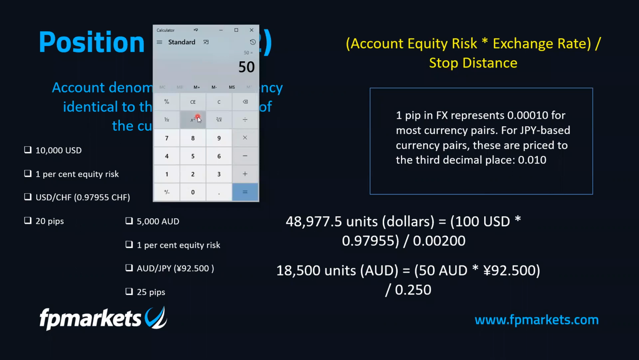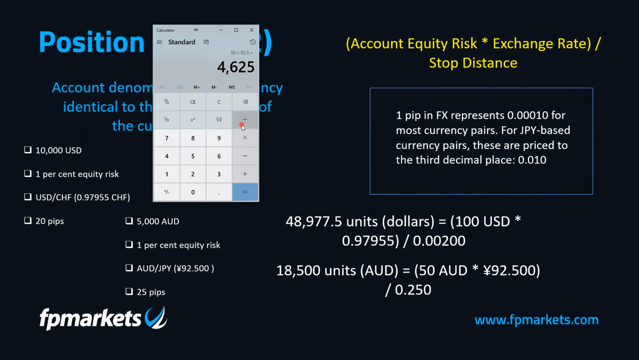50 multiplied by 92.500. This gives us 4,625 Japanese yen risk. So this has transferred the Aussie dollar to Japanese yen risk because look, we've just got 50 Aussie dollars at this point here multiplied by the exchange rate for Aussie Japanese yen. So one Aussie dollar is worth 92.50 Japanese yen. And that gives us 4,625 Japanese yen.